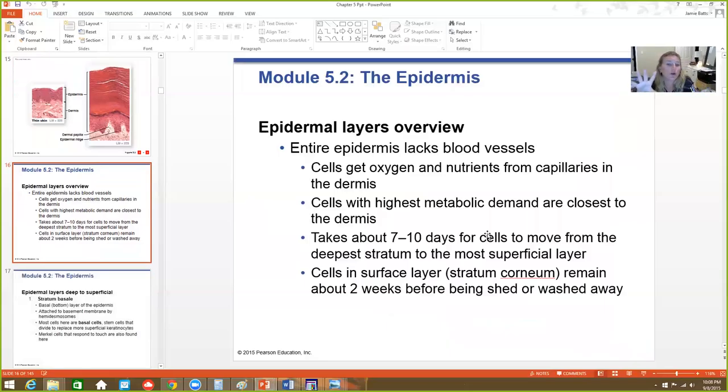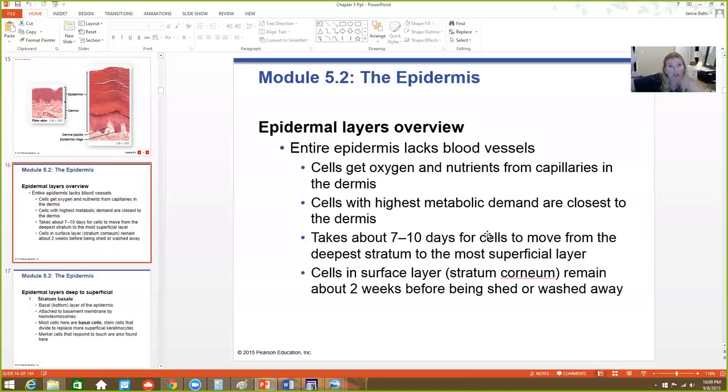So overall, the entire epidermis does not have any blood vessels in it. There's no veins, no arteries, no capillaries going to the epidermis. The cells are getting oxygen and nutrients from the capillaries that are in the dermis. So all of those nutrients are getting passed up through the deeper cell layers. The cells with the highest metabolic rate are the deepest cells. The cells that are on the top are dead, so they're flaking away. They don't need nutrients.